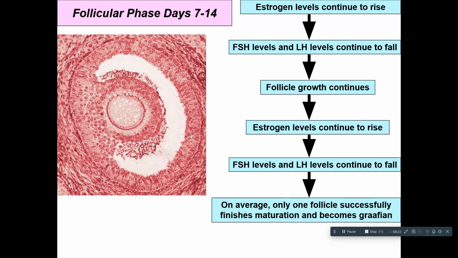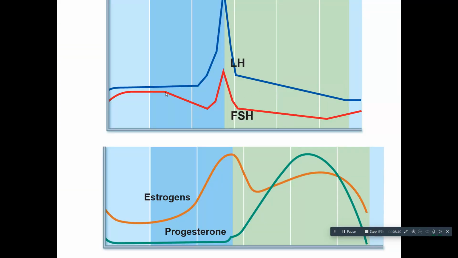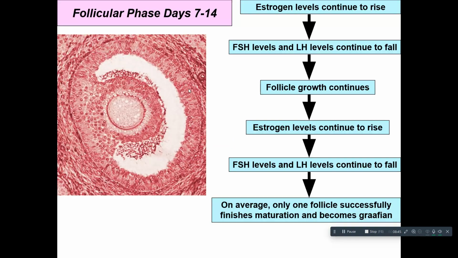Okay, in days 7 through 14, follicles are still developing. We got a secondary follicle here, note that. Estrogen levels are rising. FSH and LH levels are now starting to fall. If I go back to my graph, look at how FSH levels are coming down here. LH is still kind of plateauing here. And as estrogen levels rise, FSH and LH go down.